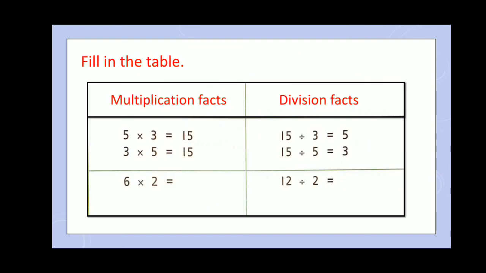Okay, so now fill in the table. One example has been done for your help. Now you can see 6 multiplied by 2 is equal to 12. When you write 2 multiplied by 6 is equal to 12, the answer is the same. In division, when 12 is divided by 2, the answer is 6. It means when you read the table of 2, 6 times, the answer is 12. And when you read the table of 6, 2 times, the answer is also 12.